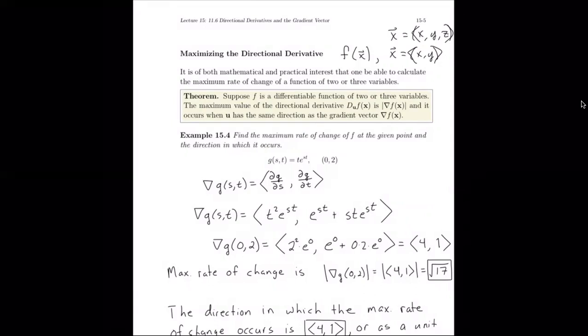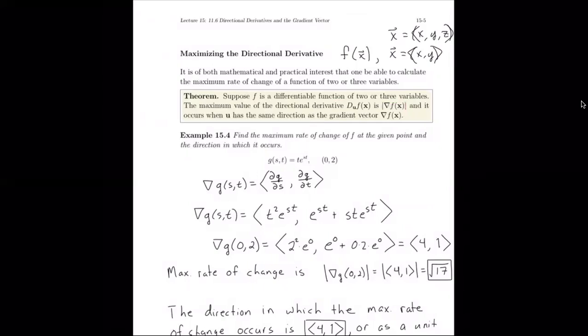So the maximum value of the directional derivative is actually the magnitude of the gradient vector. So it turns out that the gradient of f points in the direction of maximum change, okay? And that's by magnitude. So it could be the largest negative or the smallest negative value or the largest positive value for the directional derivative of f. Okay, we'll see why this is the case in just a moment.